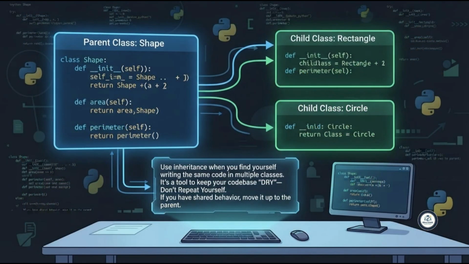Use inheritance when you find yourself writing the same code in multiple classes. It's a tool to keep your code base DRY. Don't repeat yourself. If you have shared behavior, move it up to the parent.